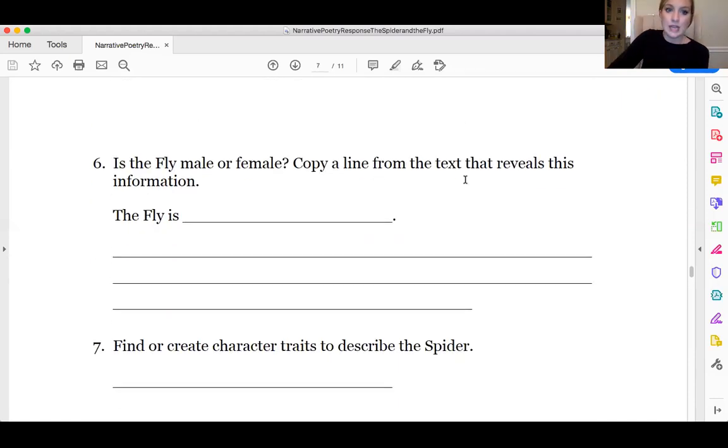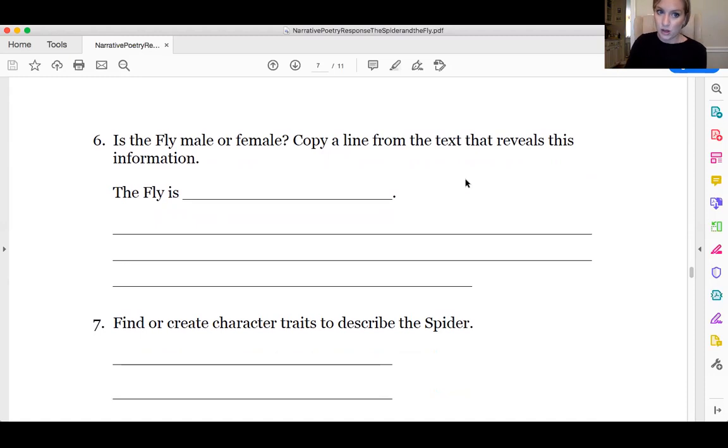Is the fly male or female, and how do you know? The fly is female because it uses the pronouns her and she.